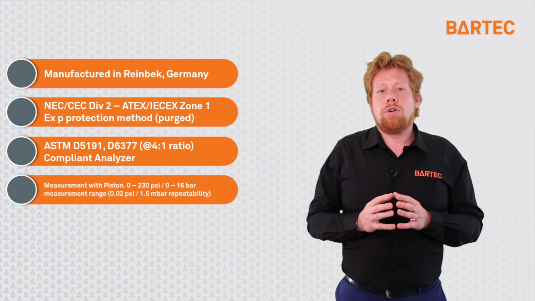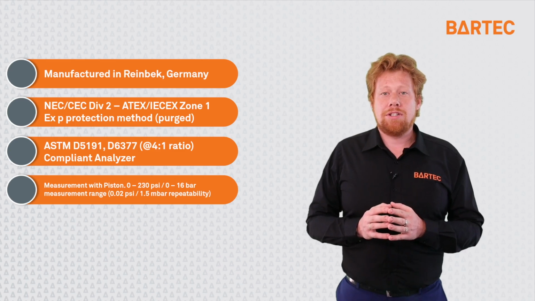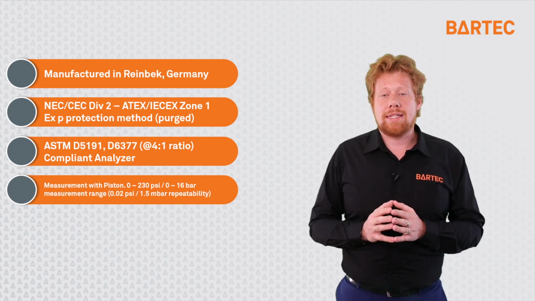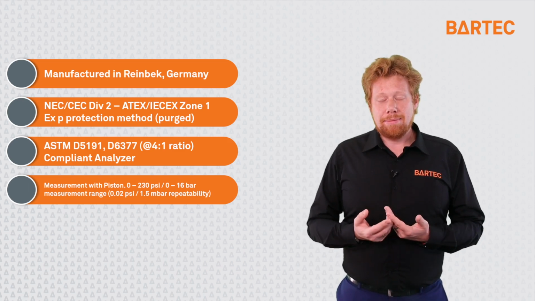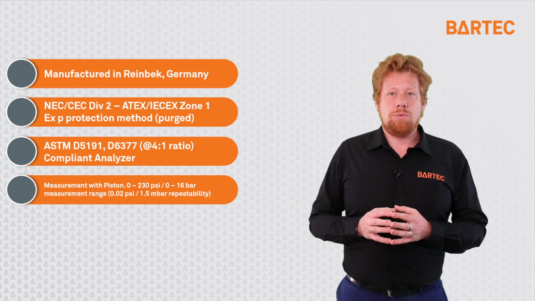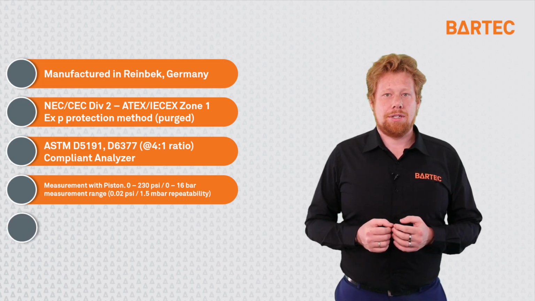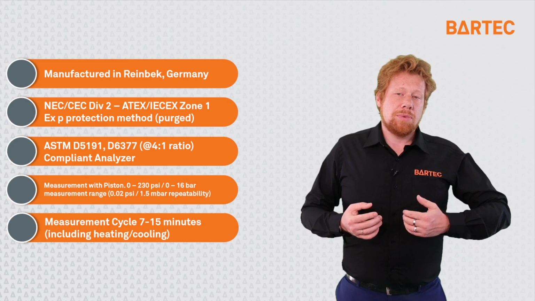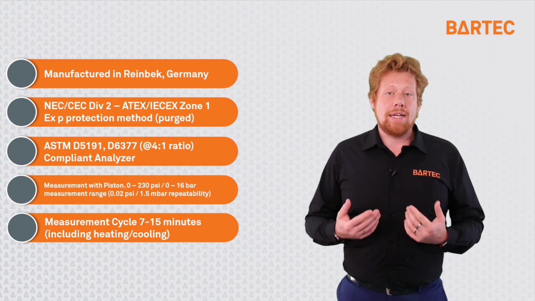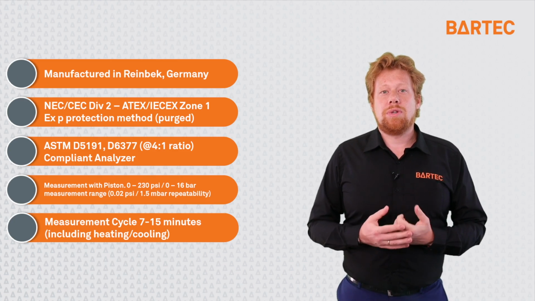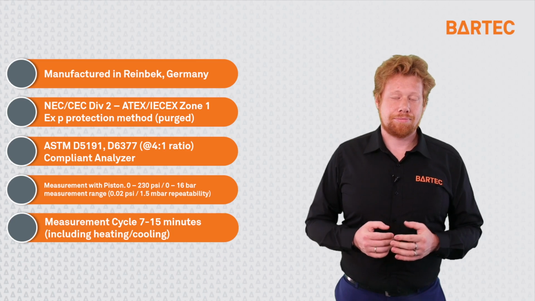The RVP4 uses a full piston for the RVP measurement and has a range from 0 to 230 psi or about 0 to 16 bar, with a repeatability of 0.02 psi or 1.5 millibar, typical on gasoline application. Finally, the measurement cycle takes 7 to 15 minutes depending on the application, including heating and cooling cycles required to achieve the 100 degrees Fahrenheit of the RVP measurement.